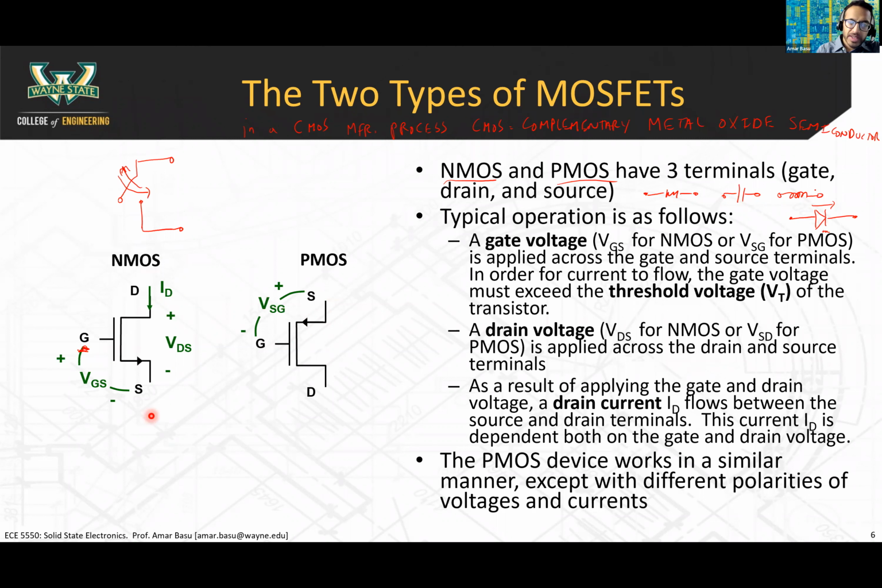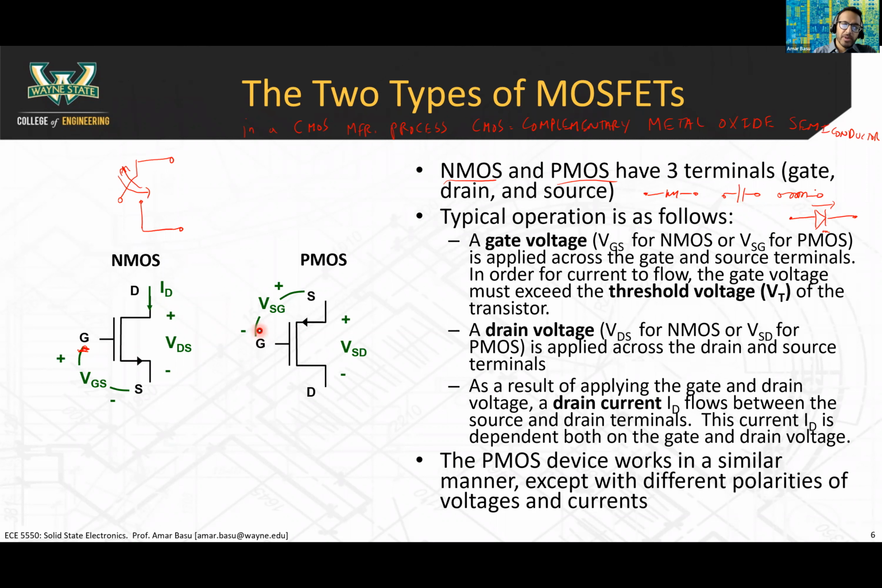In a PMOS device, the voltage is applied between the source and the gate. So in other words, you have to apply a negative potential to the gate instead of a positive potential. In order to turn this device on, the gate voltage actually has to be negative. So it's opposite polarity. We can talk about more of the physics of how the PMOS device works later.